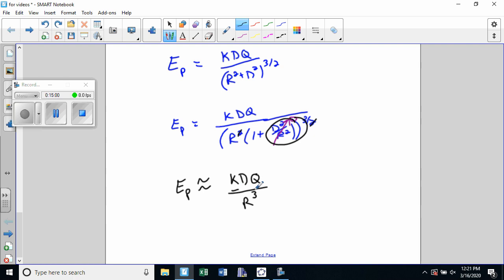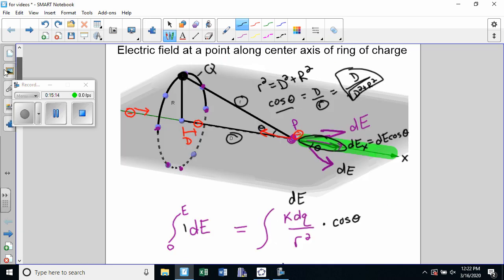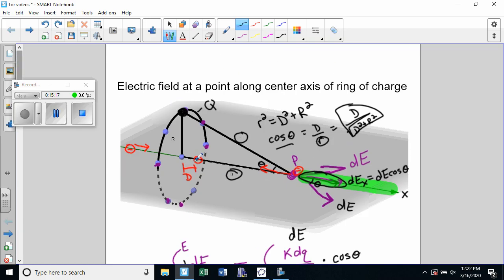Well, remember that k, q, and r are set up. k is a constant, q is whatever the charge of the ring is, and r is the radius of the ring. Those are not changing. Of course, d will change once you release the charge. When you release the charge, you let the particle go, and it starts moving along the x-axis, d is going to change. So in this particular case, right now, d is a variable.